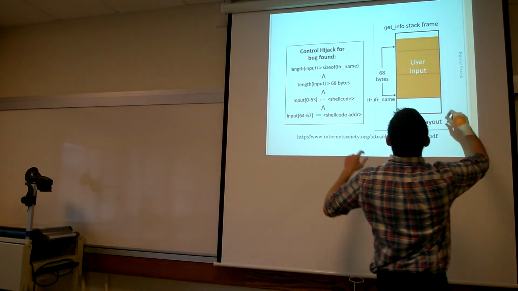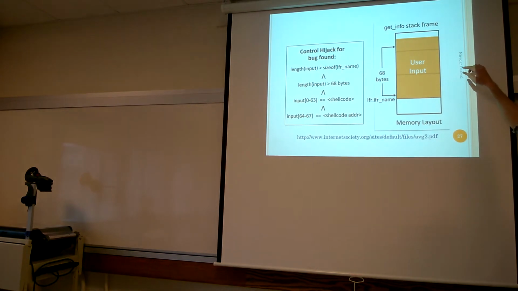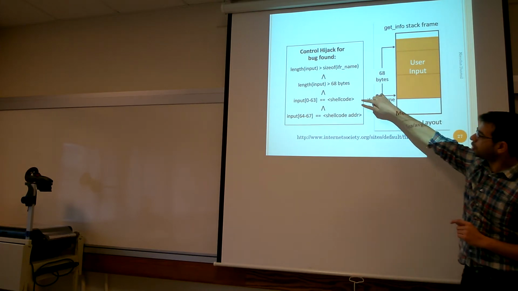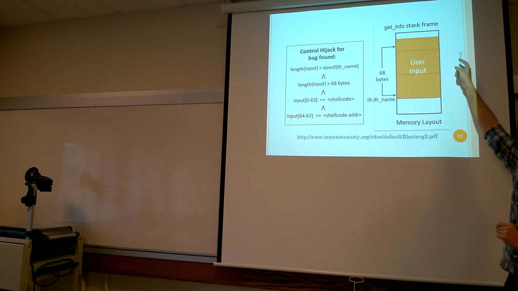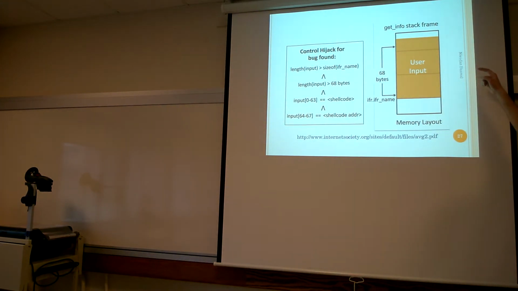I guess 0 to 63 would be this part, which is the return address. Start from the bottom and go up, right? Is this 0? Yeah, that would be input 0. I thought we would plant the shellcode in the return address up there. So the way they've framed this here, the shellcode is inside the buffer. This is the opposite of how they present it in the paper.